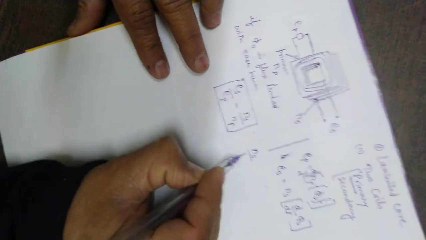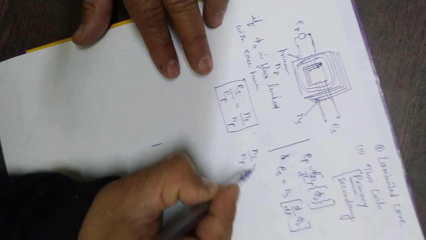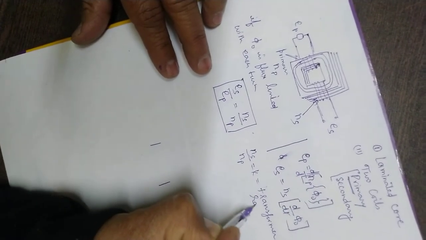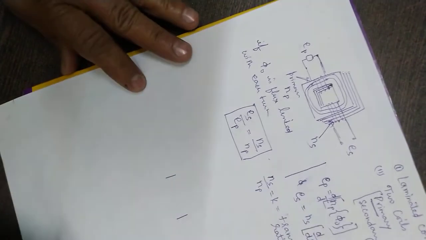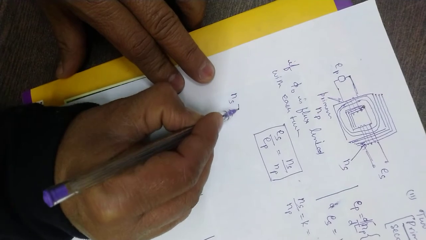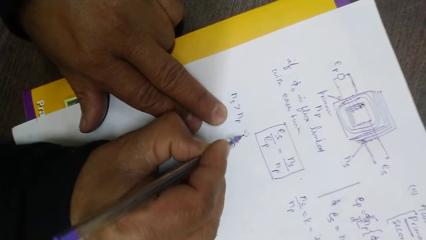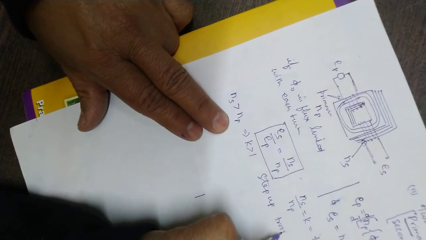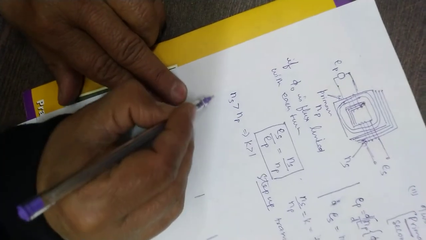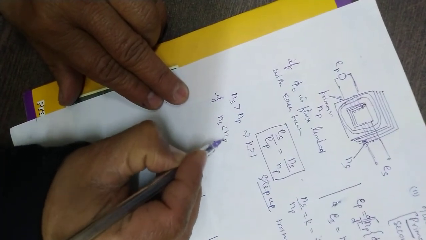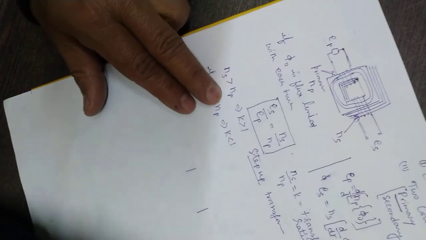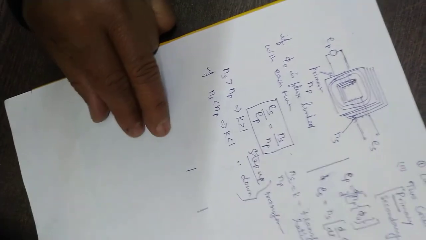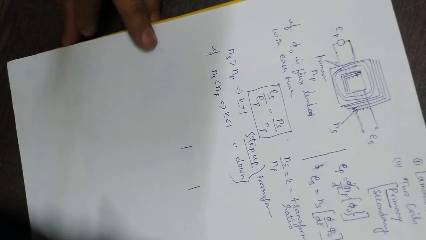This NS upon NP is called the transformer ratio. Remember it. Transformer ratio. And dear students, if NS is greater than NP, that means K is greater than 1, it is called a step-up transformer. And if NS is less than NP, then K is less than 1, and I will call this a step-down transformer. Step up and step down transformers respectively. Okay.